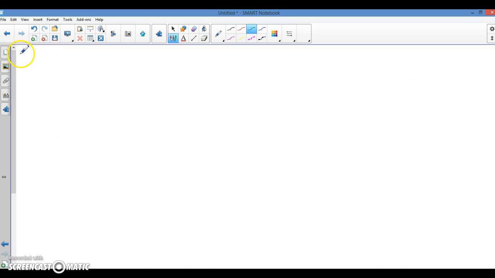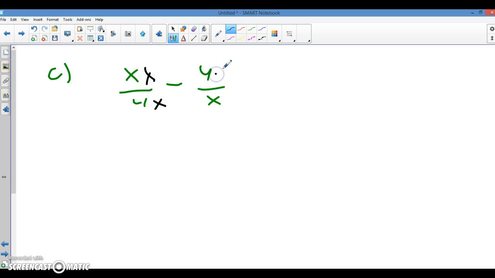The other question that was of interest, I think, to a lot of people is C. So I'll get you going on C. x over 4 minus 4 over x. Same thing. Any question that involves adding or subtracting fractions, you need a common denominator. My common denominator will be 4x, so I need an x, and I need a 4. That's multiplying this by 4 and this by x.